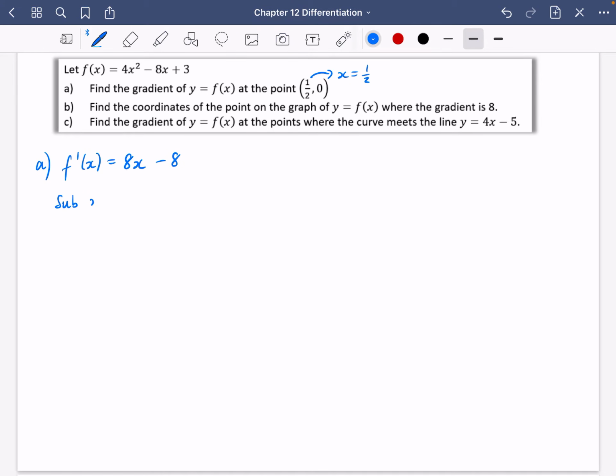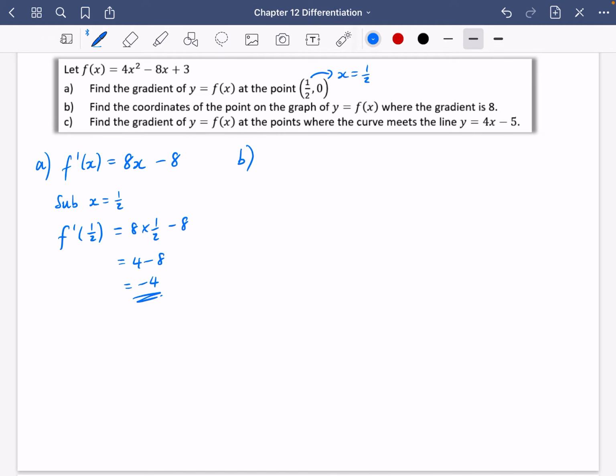So I'm going to sub in x equals a half. In other words, I'm going to do f dash of a half. I'm putting a half into the gradient function. So I'm going to do 8 multiplied by a half minus 8. So that's 4 minus 8, which is minus 4.